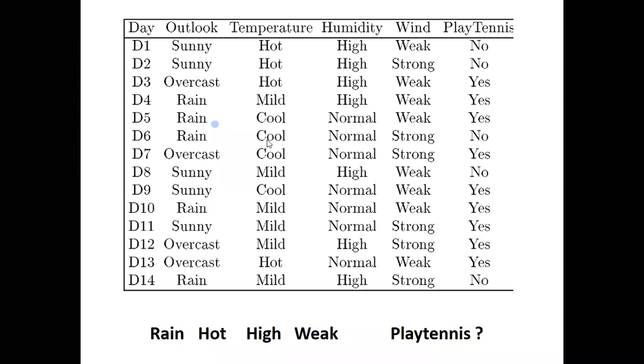Outlook can be sunny, overcast, or rain. Temperature can be hot, mild, or cool. Humidity can be normal or high. Wind can be weak or strong. So based on these attribute values, we are going to find out whether you can play tennis or not. Again, these are the examples, these are the instances.